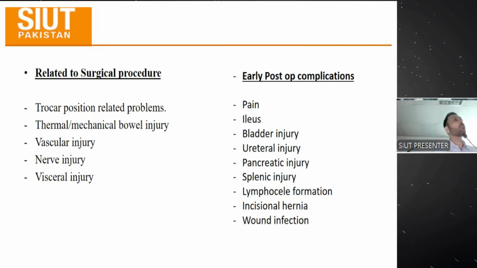There are some early post-op complications too. After the patient is out of anesthesia, in your ward or in the ICU, the patient might complain of pain, might have ileus, a bladder injury that was there during the procedure but was identified post-operatively. A ureteric injury can also be identified post-operatively, pancreatic injury, splenic injury, lymphocele formation, incisional hernia, and wound infection. So after all this, like I said, laparoscopic surgery isn't always safe. You need to be safe. And these are some of the complications that you normally see during the procedures.